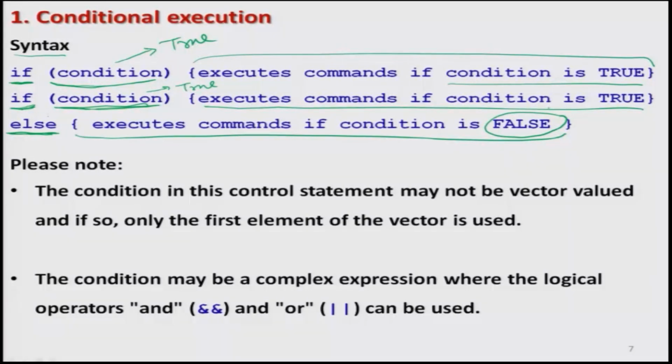A few cautions about this syntax. This control statement is more useful when we are not dealing with vector values. When we are dealing with vector values, there is a problem that this condition will be evaluated only with respect to the first element of the vector. So we might assume that the control is moving from the first element to the second element to the third element and so on, but this will not be happening.